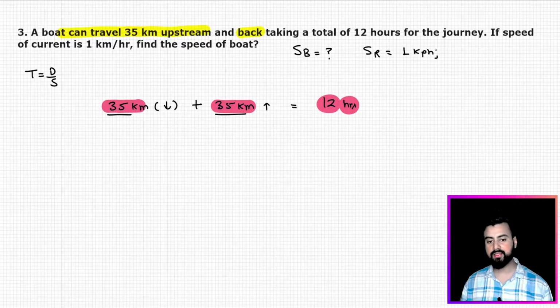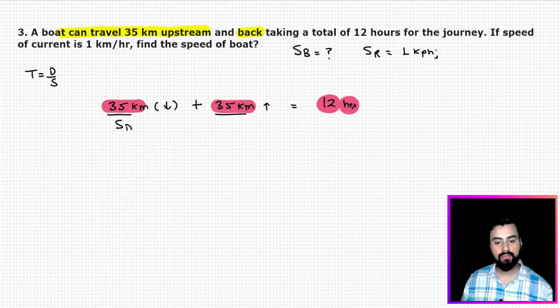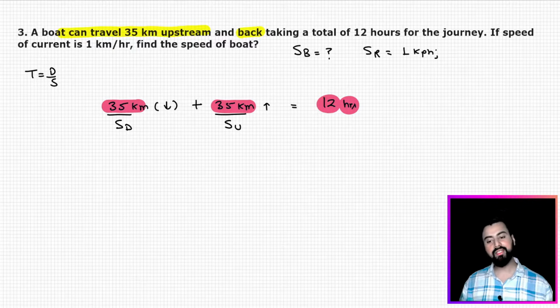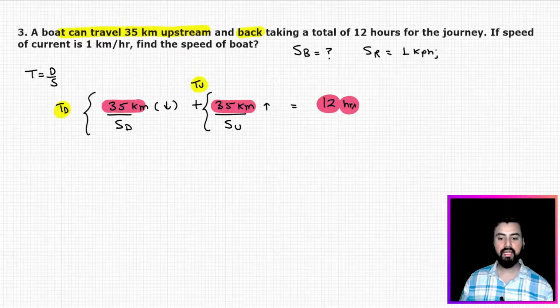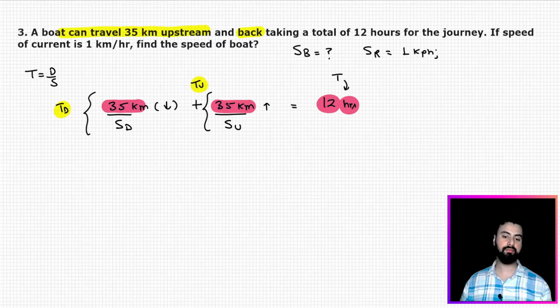I know the value of distance. So 35 kilometer downstream distance at what speed? Speed downstream. 35 kilometer upstream distance with what speed? Speed upstream. And now both the sides are consistent. In both the sides, I have value of time. In left hand side, I have time downstream and time upstream, and when I add the two times, I get the total value of time, that is 12 hours. I hope the equation is understood.